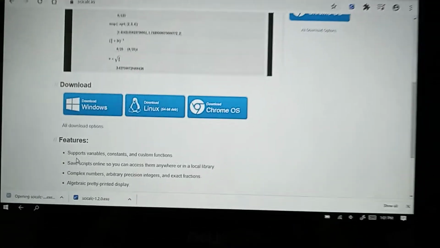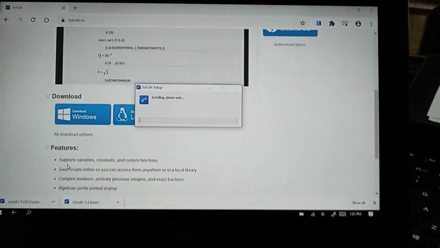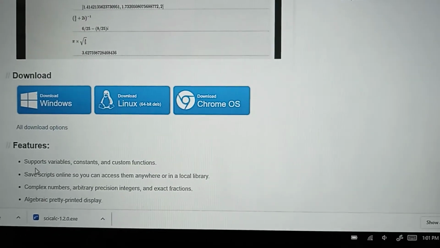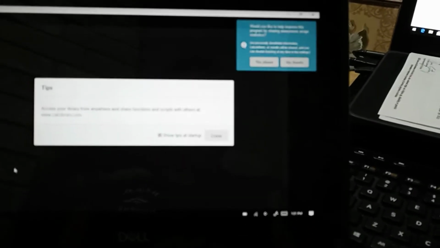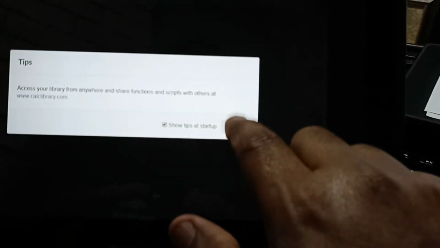So you're gonna click on the little arrow and you're gonna say open, and let's see what it does now. Do you see right here? It's installing it. And it's open. Here you only click on close, and that's your calculator.